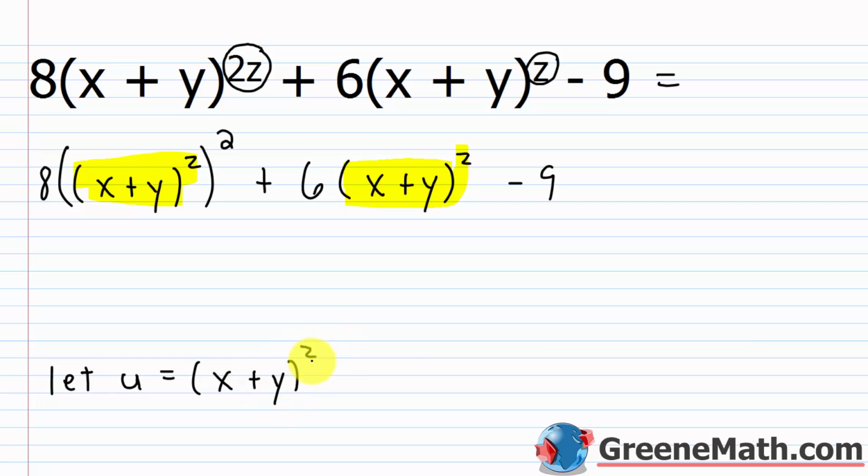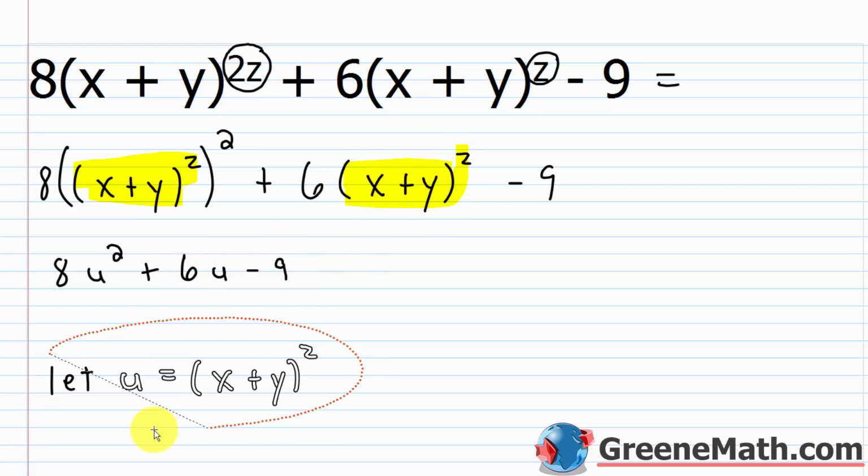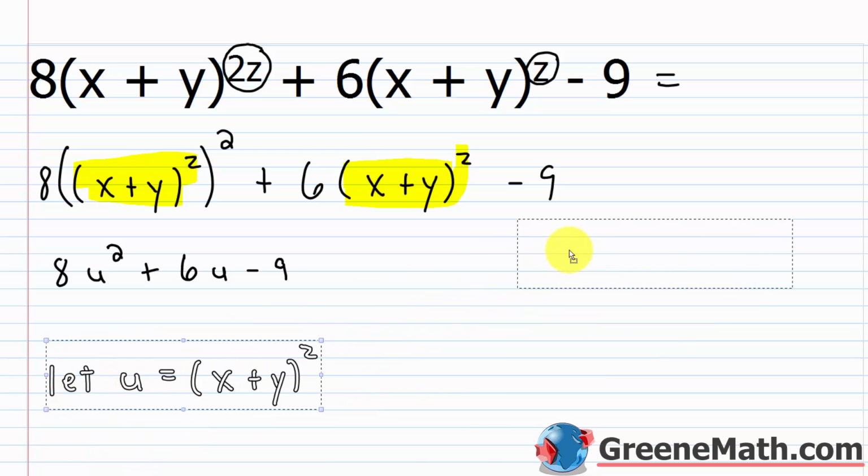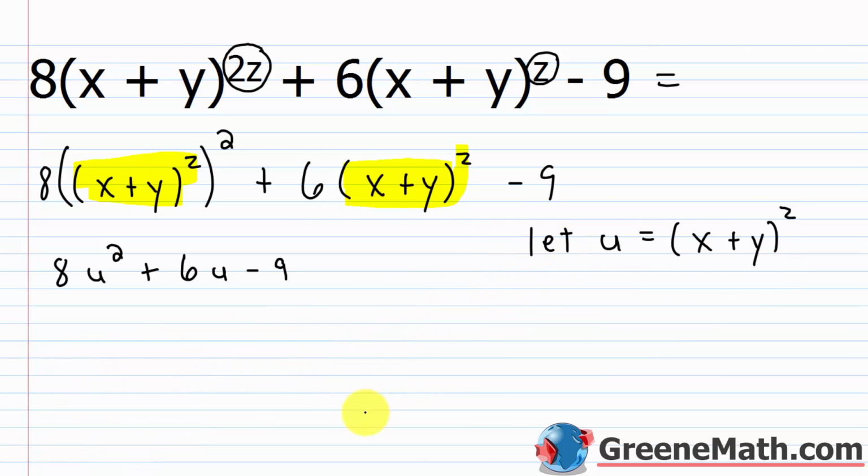So I am going to have 8 multiplied by, take this whole thing and replace it with a u, and that's going to be squared. Then plus 6, replace this with a u, and then minus 9. Let me scooch this out of the way so we have some room to work. Now I'm just going to factor this: 8u squared plus 6u minus 9.